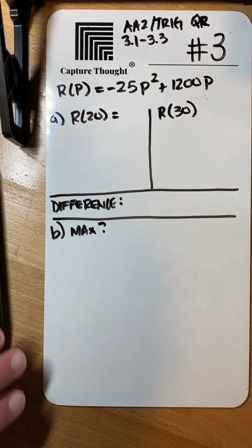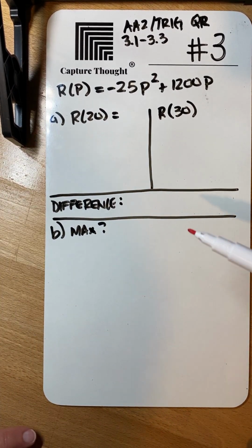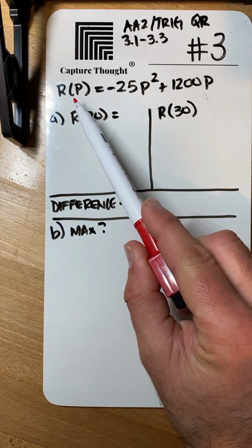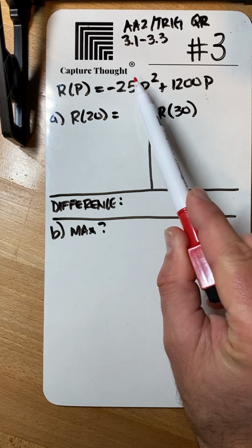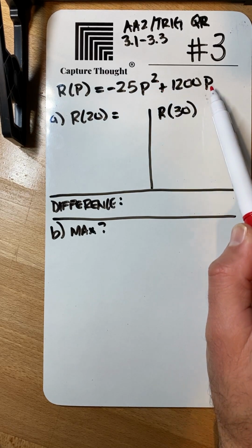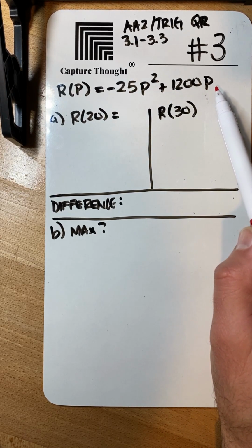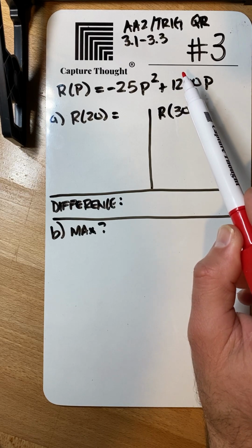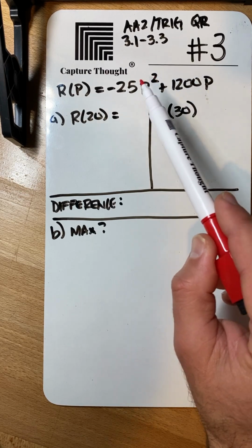So number 3 on the QR code review gives us a word problem about manufacturing handheld video games. It says the revenue function is given by R of P is equal to negative 25P squared plus 1200P. Revenue is measured in thousands of dollars, and P is measured in dollars per unit.